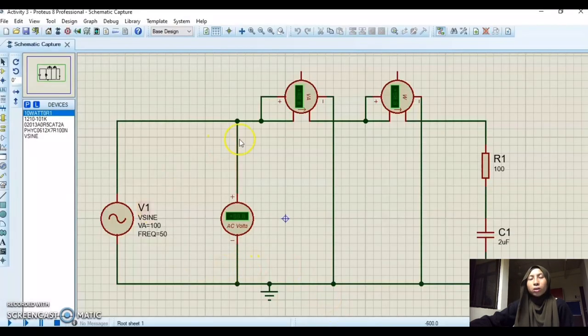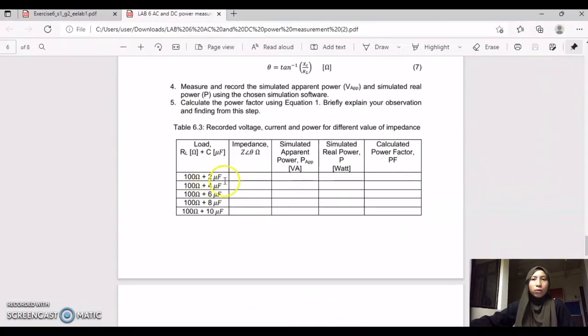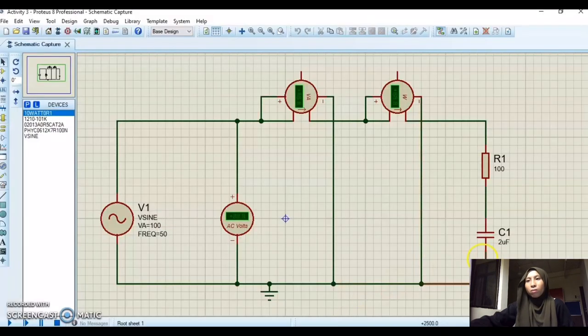So we move to the simulation circuit. We have the sine source, the AC voltmeter, a voltmeter with VA, a voltmeter with watt, and also a resistor and capacitance. For this activity, we need to keep the value of the resistor but change the value of capacitance, starting with 2 microfarad until 10 microfarad. So I set 2 microfarad here, and we run it.